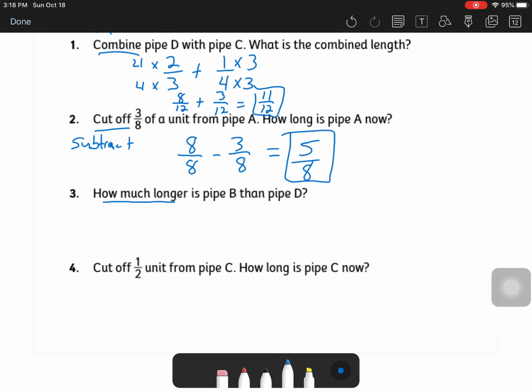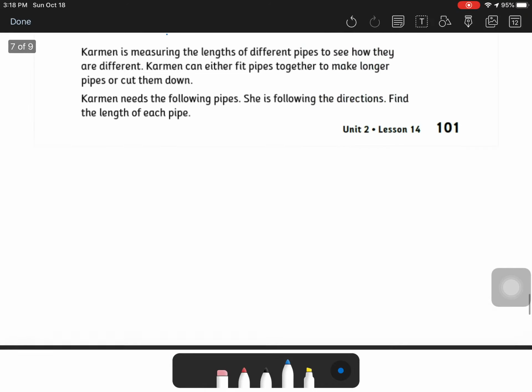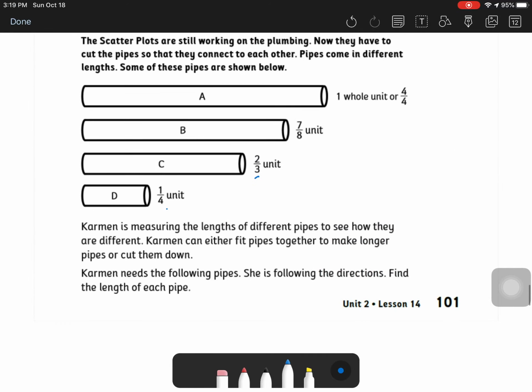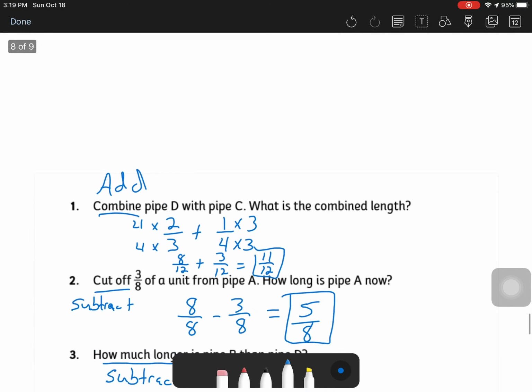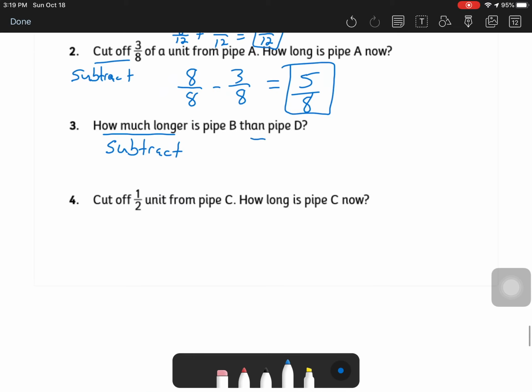All right, how much longer? Again, that means subtract. That's a difference, the difference between. So this is subtract B and D. What do we have for B and D? B, we've got 7/8, and D, we've got 1/4. So 7/8 minus 1/4. All right, so 8 and 4, I can make that 4 and 8 if I multiply by 2/2. So I'm going to have 7/8 minus 2/8, which is going to be 5/8.